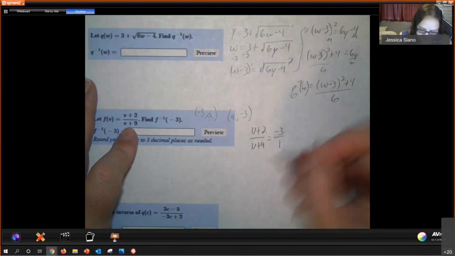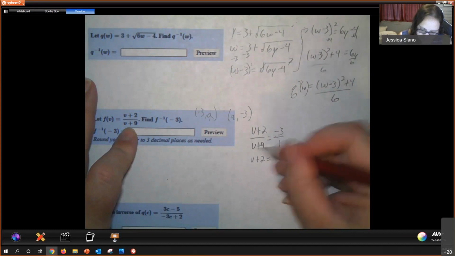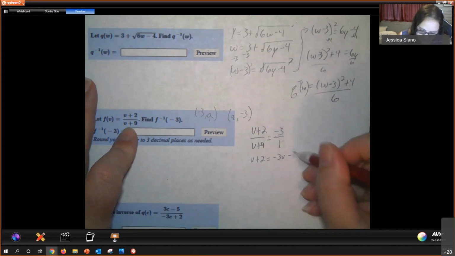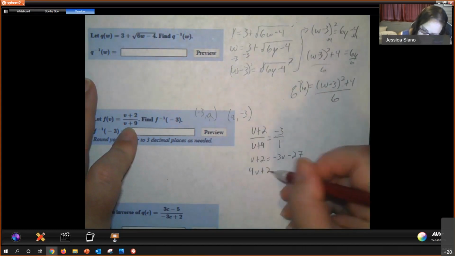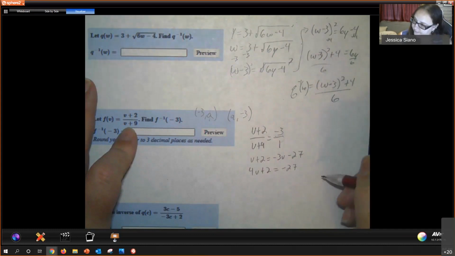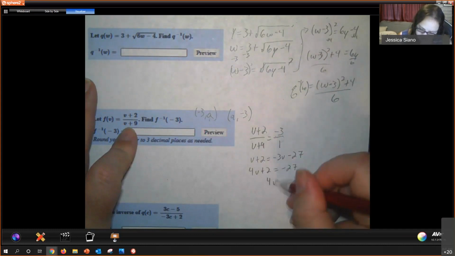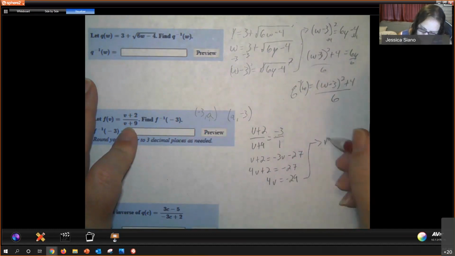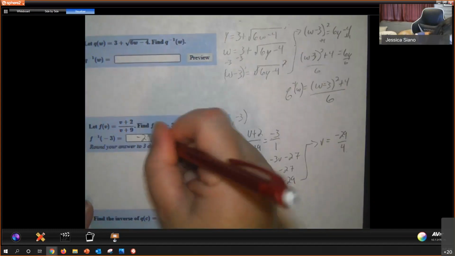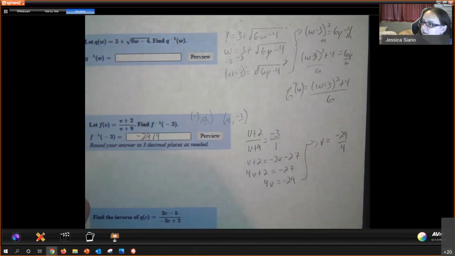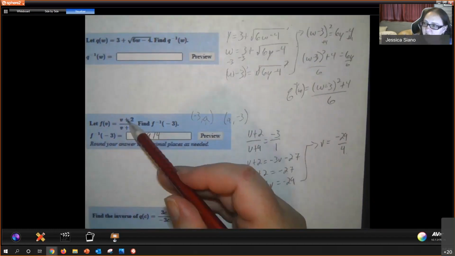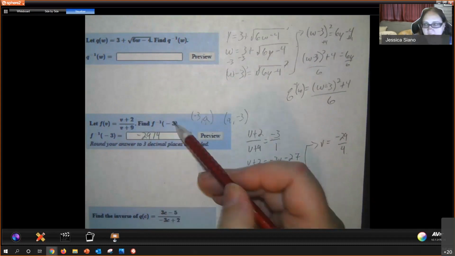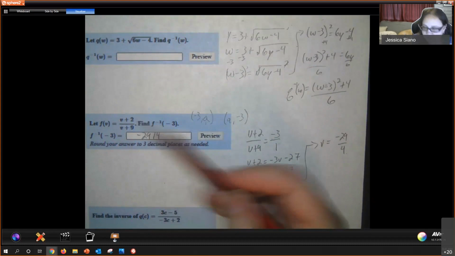Cross multiply. V plus 2 times 1 is V plus 2. V plus 9 times -3 is -3V minus 27. Add the 3V. Subtract the 2. So that's going to be my value. Okay. So again, they're asking what number would I plug in for V that would give me -3. When they ask you this, you're just going to set this equal to -3 and solve.